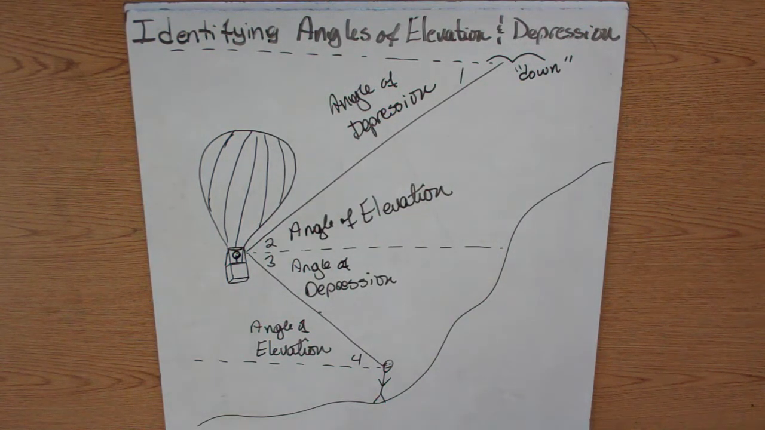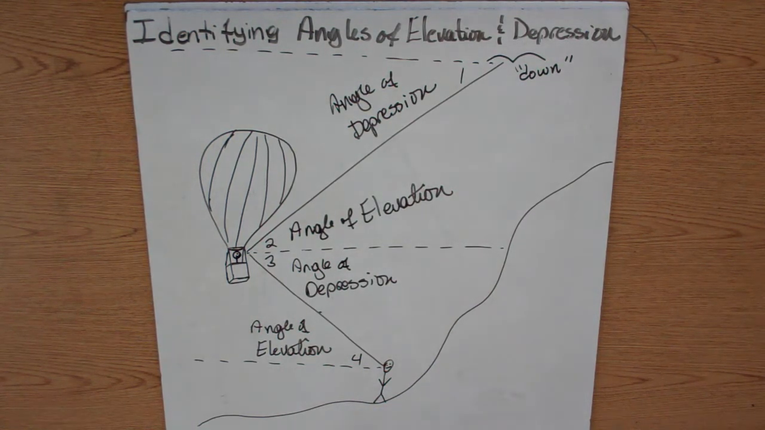So if you think about elevation, airplanes, they fly at different elevations. Well, they're up in the sky. So that's elevation. If you think depression and down, because they both start with a D, an angle of depression is when you're looking down.